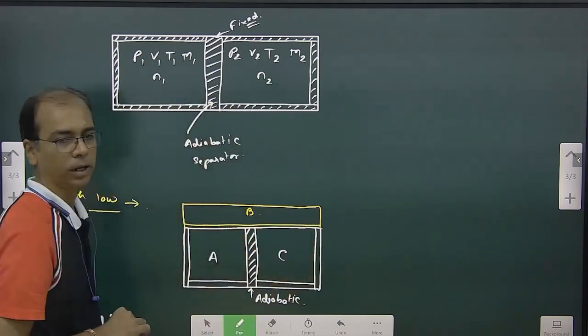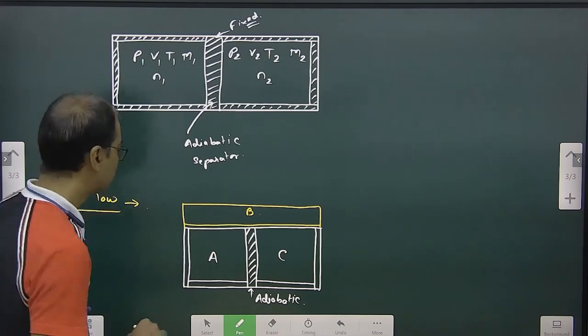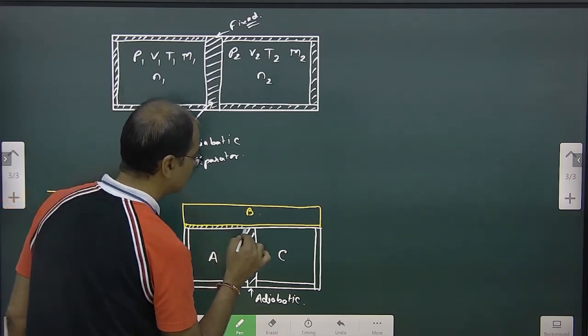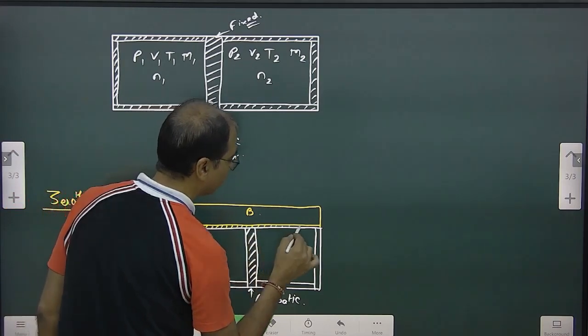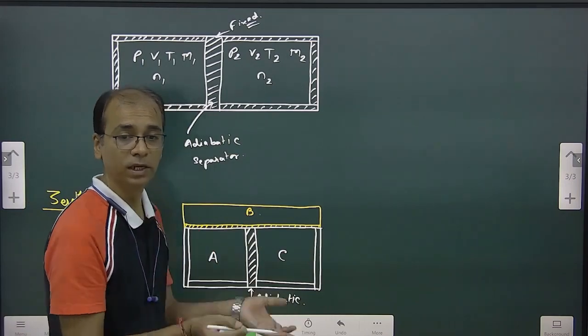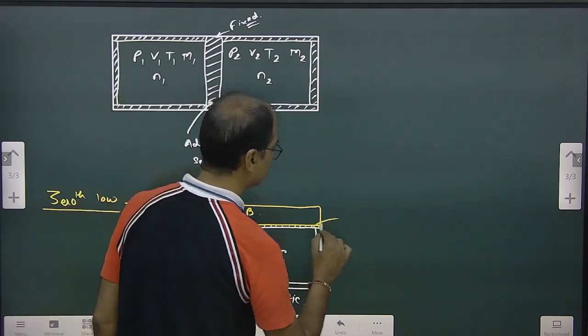And here, this is a conducting partition. Okay, this is a conducting partition, and we are calling it a diathermic wall. This we are calling adiabatic, this is called diathermic, from where heat can pass. So this is the diathermic wall.